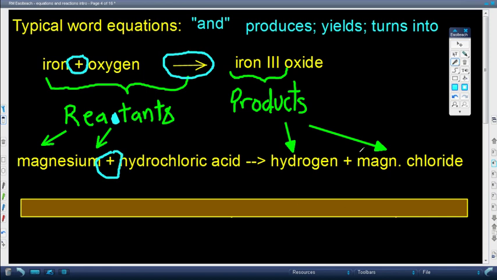But what about this plus sign over here? Does that mean that the hydrogen and magnesium chloride, the two products, get added together? No, in fact, quite the opposite. In this example here, the magnesium chloride is a product that will stay in the beaker. It's a substance that stays dissolved in liquid. But the hydrogen is a gas, and it floats away. It flies up into the atmosphere, never to be seen again unless you put a container over it.